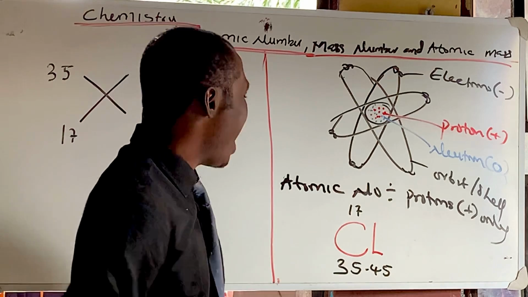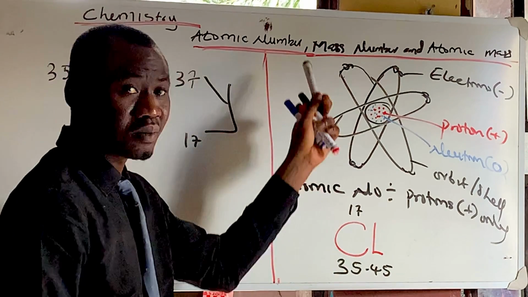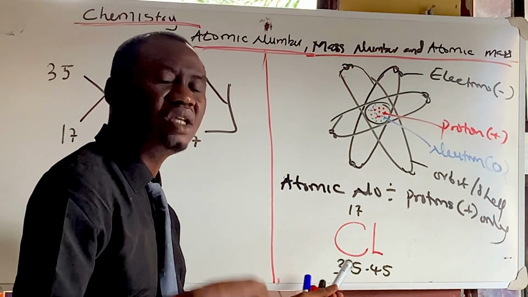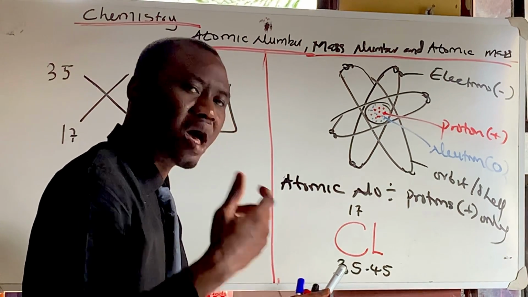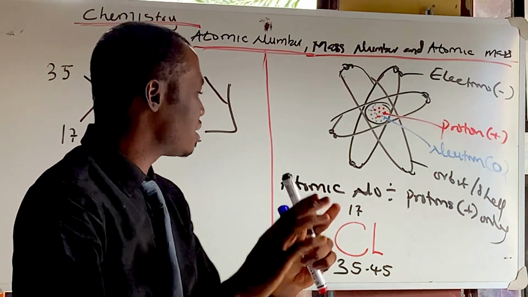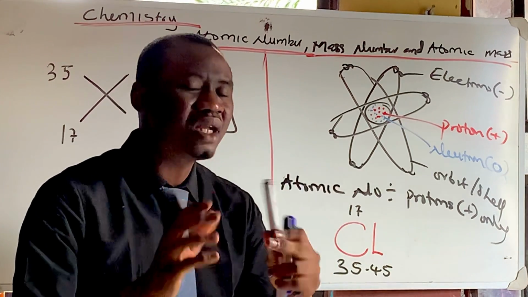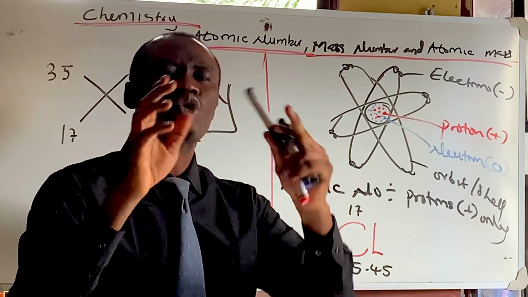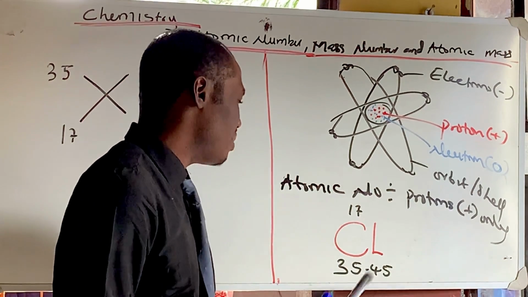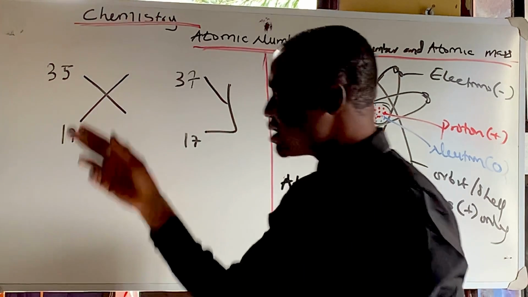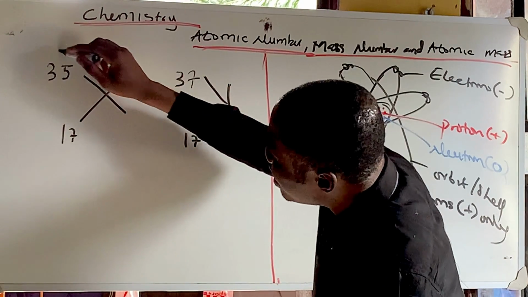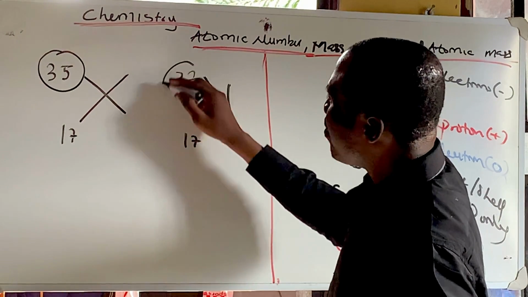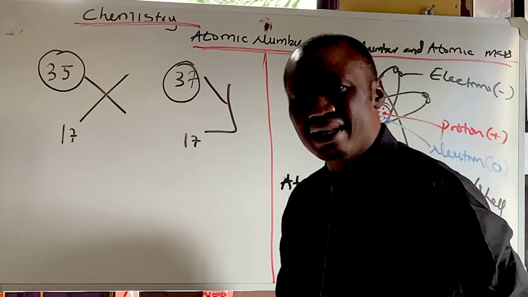Now, why is the atomic mass, not mass number, 35.5? It's called average atomic mass, which means it is the average of the most abundant isotopes of that element. But let's deal with the mass number now. This is the mass number of the isotope chlorine 35. This is the mass number of the isotope chlorine 37.